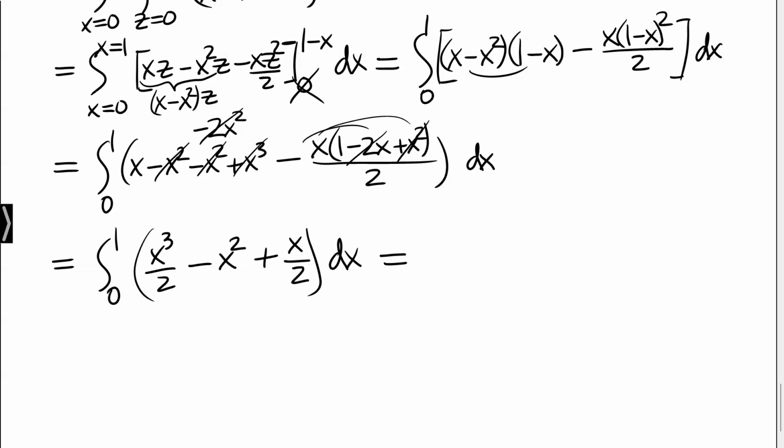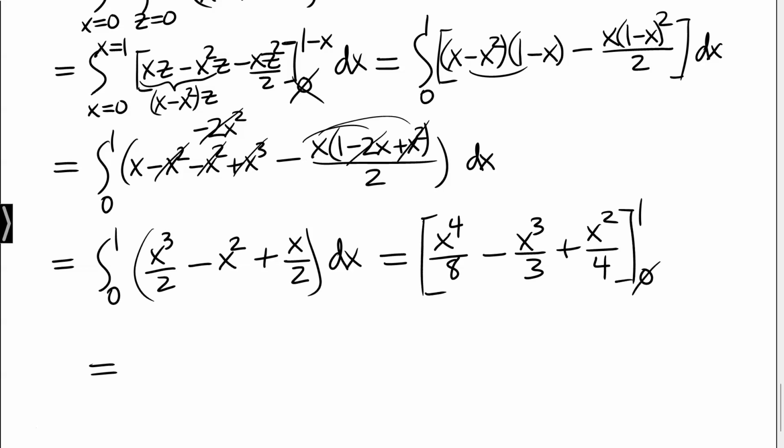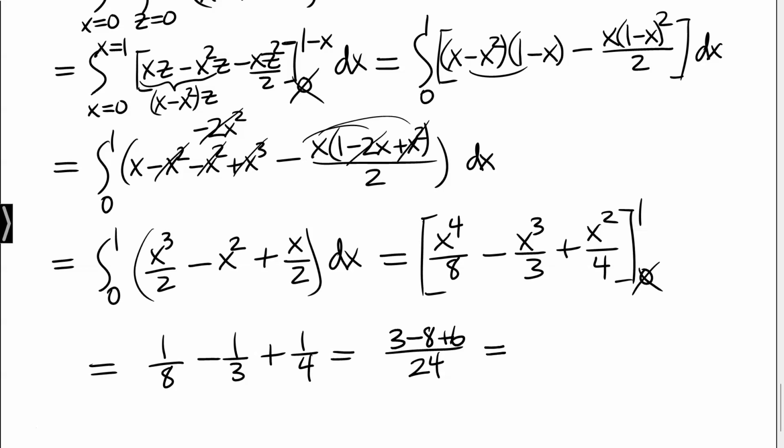This is pretty straightforward now. So it's just x to the 4th over 4, so we get x to the 4th over 8 minus x cubed over 3 plus x squared over 4 from 0 to 1. So 1/8, just down to fractions, 1/8 minus 1/3 plus 1/4. It has a common denominator of 24. 3 minus 8 plus 6. That's 1. 1 over 24.